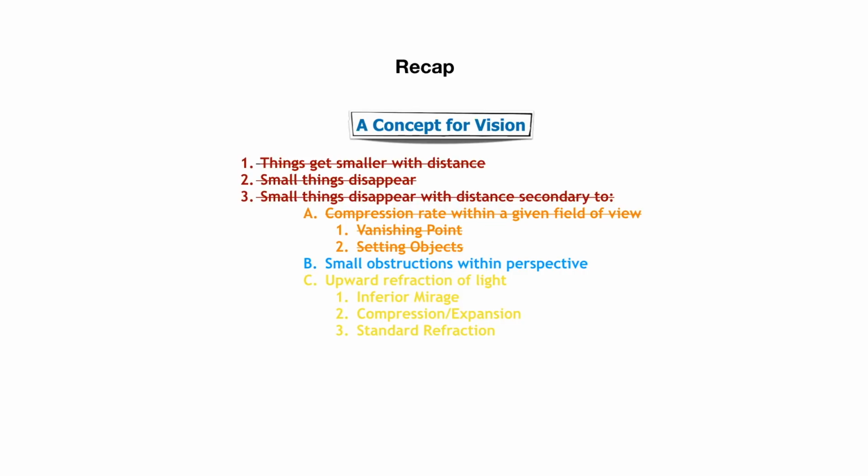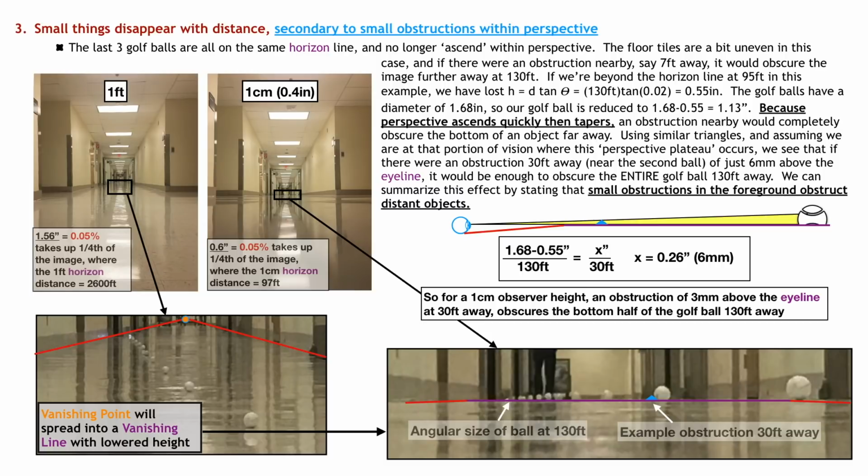So here's where we're at as far as a recap. We've discussed things getting smaller with distance, and small things disappearing with distance secondary to the vanishing point and setting objects. Now we're going to cover small obstructions within perspective very briefly and some upward refraction issues. So now we're at small obstructions within perspective. Within our floor example here, the last 3 golf balls are all on the same horizon line, and they no longer ascend within perspective.